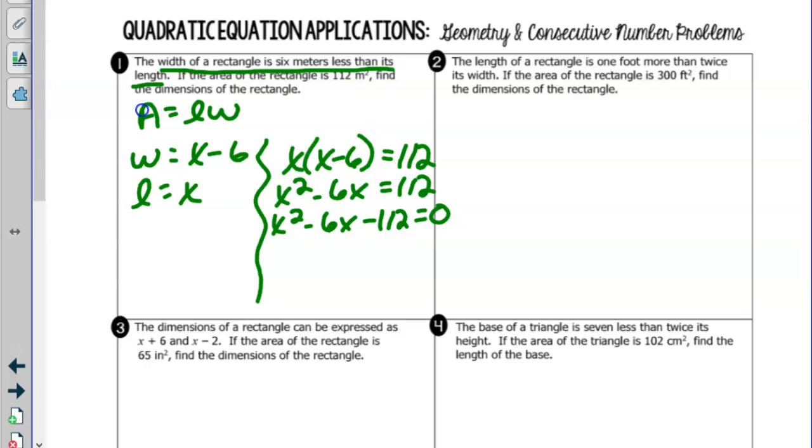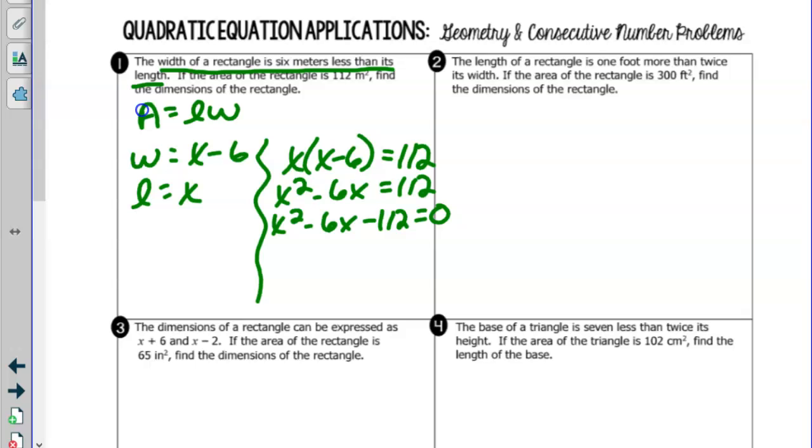What I want you to check first, because we have a b term, I can't do the square root method, but I may be able to factor it. So let's go ahead and factor it. What are your factors of negative 112 that would give us a negative 6? Go ahead and look on your sheet.